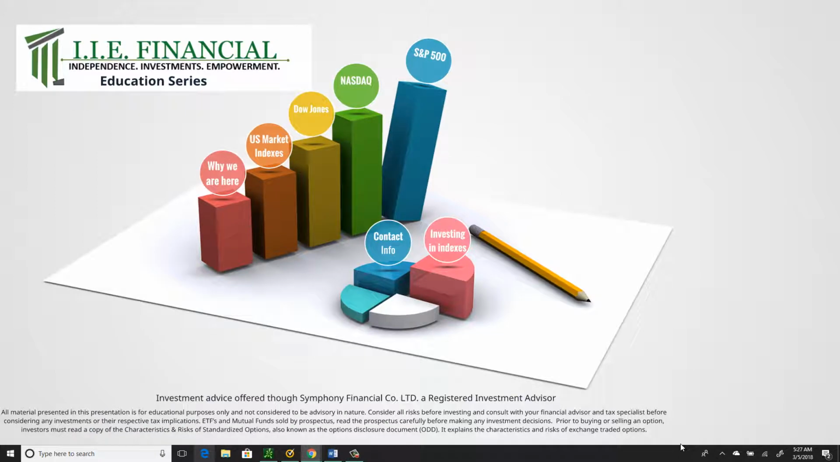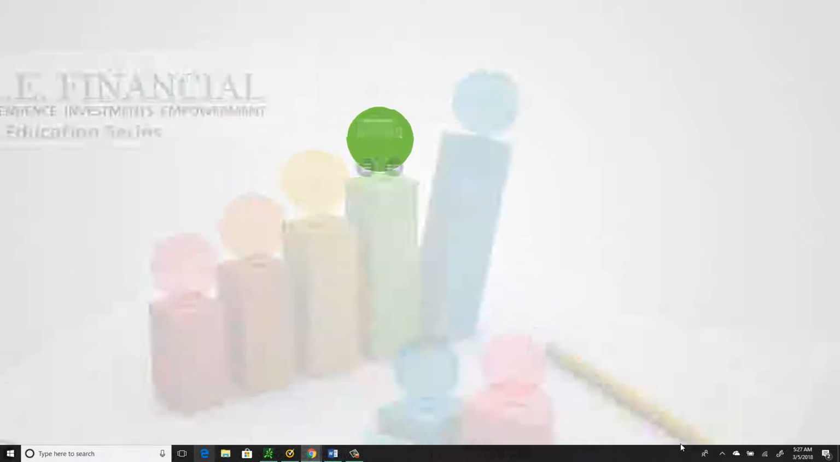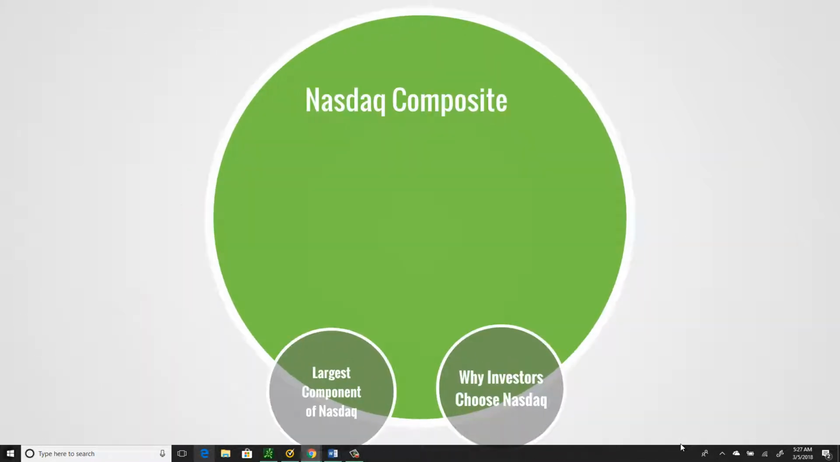Well, if you look at these indexes, the newest kid on the block is the Nasdaq. Now, the Nasdaq Composite, there's a number of ways we can look at it, and we're going to have to talk about the Nasdaq Composite versus the Nasdaq 100 because people look at both. And both are something slightly different. Now, the Nasdaq Composite is made up of over 2,500 stocks.